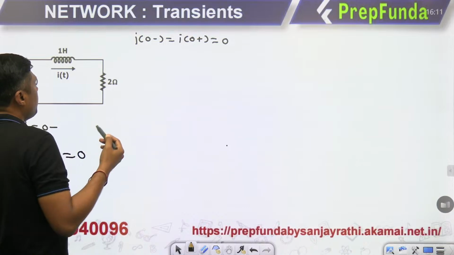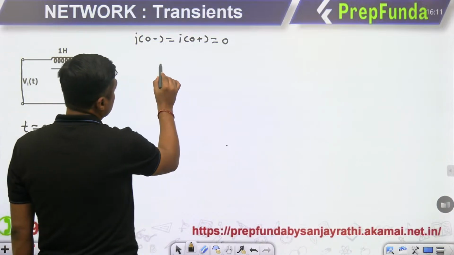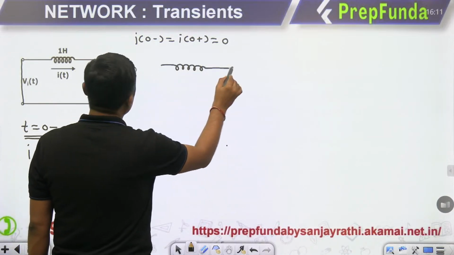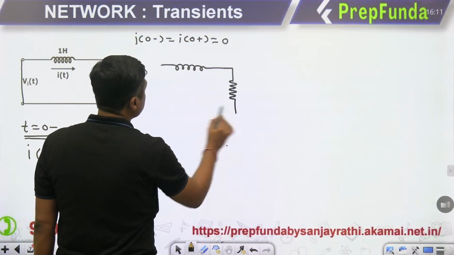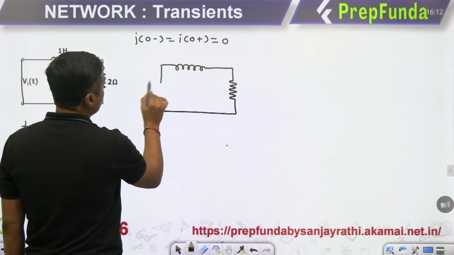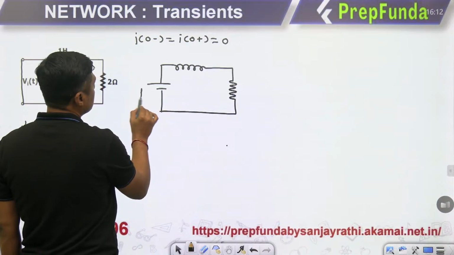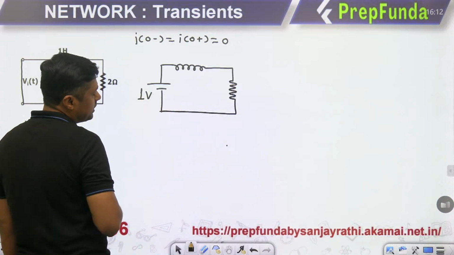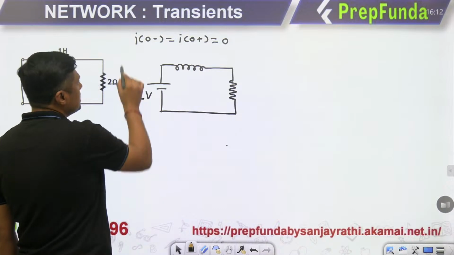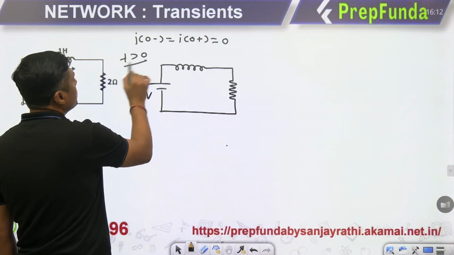Now we are going to apply a voltage of 1 volt. When we apply a voltage of 1 volt, this is the 1 volt step signal, we can represent it like this. This is the diagram valid for t greater than 0.